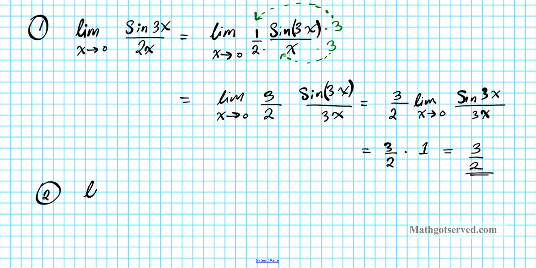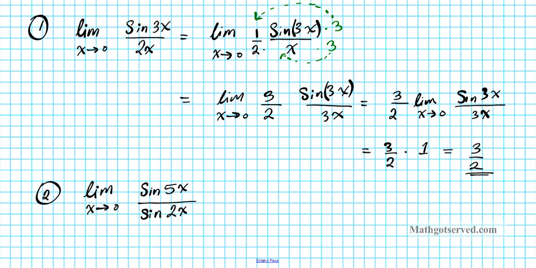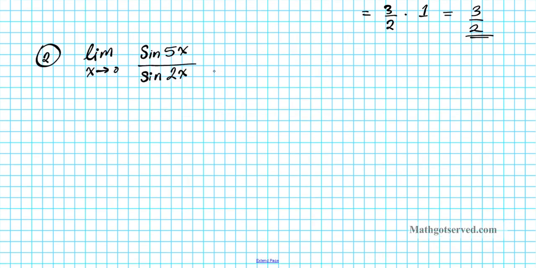Number 2 was the limit as x approaches 0 of sine 5x over sine 2x. Let's write that again, sine 2x. Now let's take a look at this limit. Just by examining it, you can automatically tell the answer is going to be 5 over 2. Remember a shortcut I showed you earlier? If you have sine ax over sine bx, just divide the coefficients of x, that will give you the limit. So we know that the answer is 5 over 2, but let's show the work just to verify.